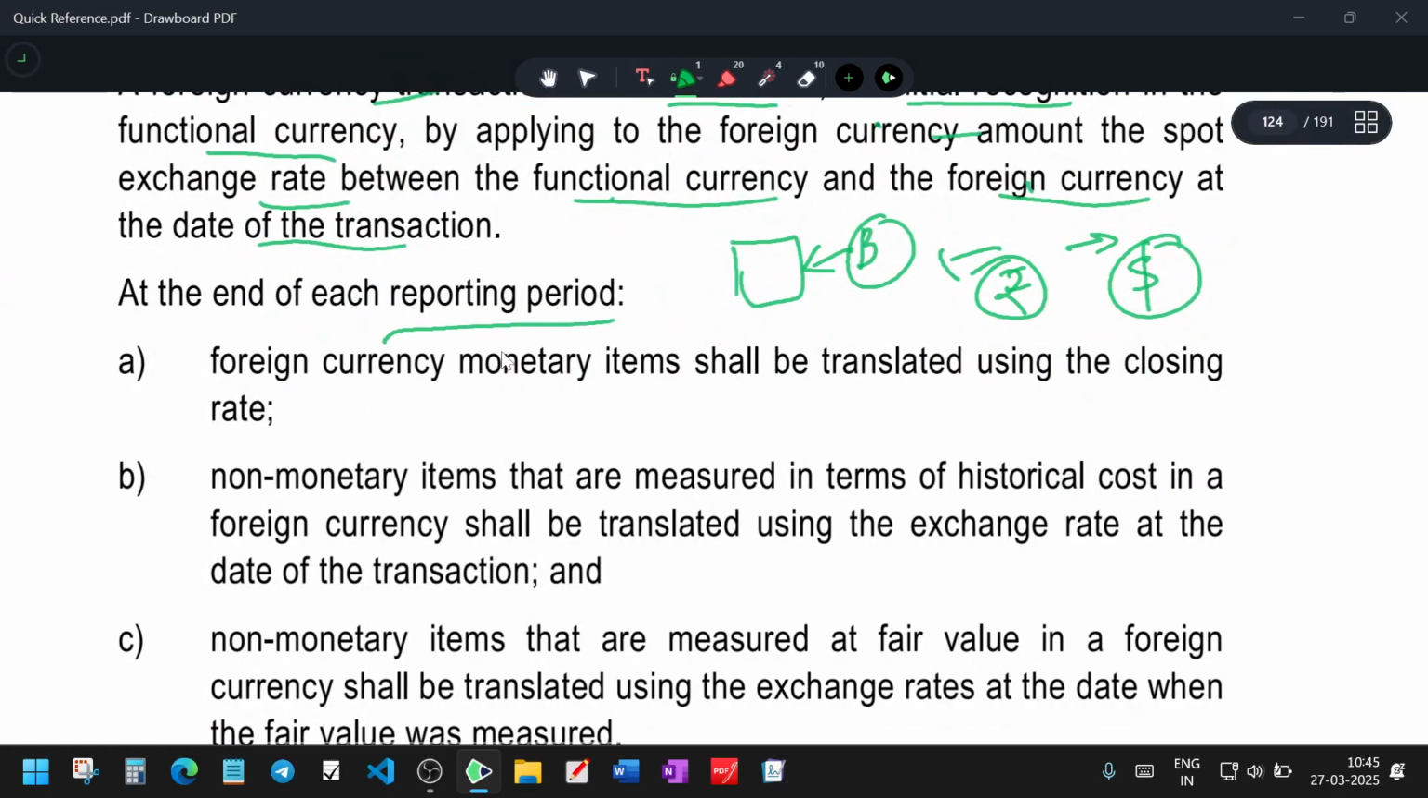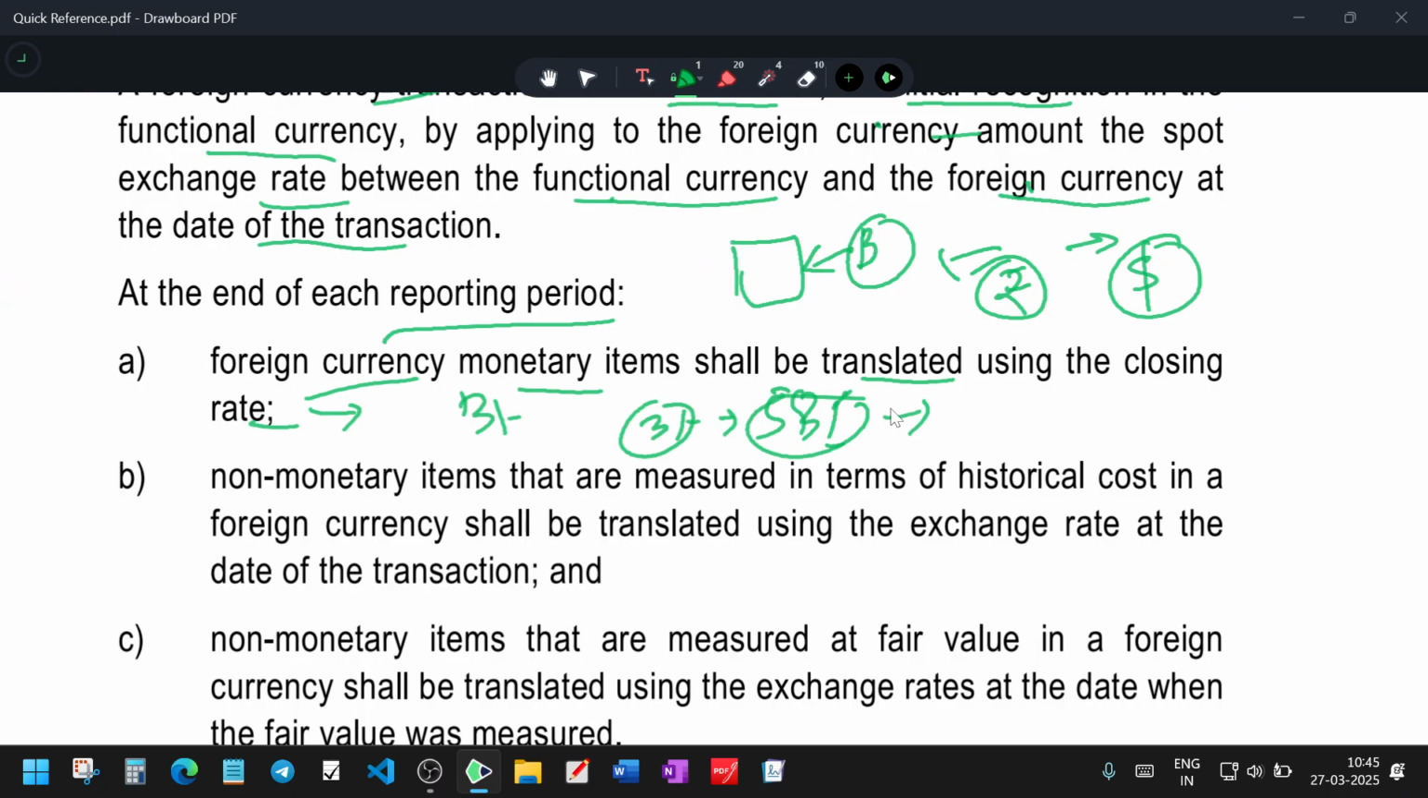At the end of the specific period, what is it? Foreign currency monetary items shall be translated using the closing rate. Always the closing rate should be considered. Foreign currency monetary items are translated at the closing rate on 31st March. What is the rate as of 31st March? The SBI buying rate. As per the SBI buying rate of dollars, if I hold $1,000, the $1,000 is converted at the SBI buying rate on 31st March.